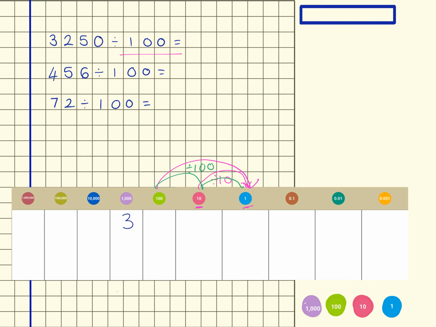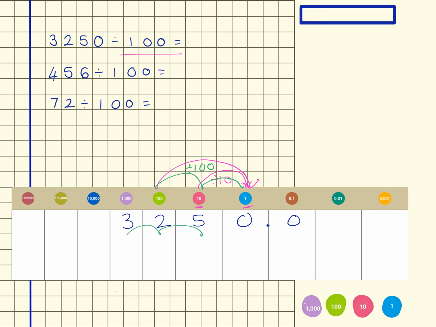So we've got 3,250. I'm dividing it by 100. I'm just going to put my decimal point in there so I know where it is. And each digit of the number is going to jump two place value columns to the right.